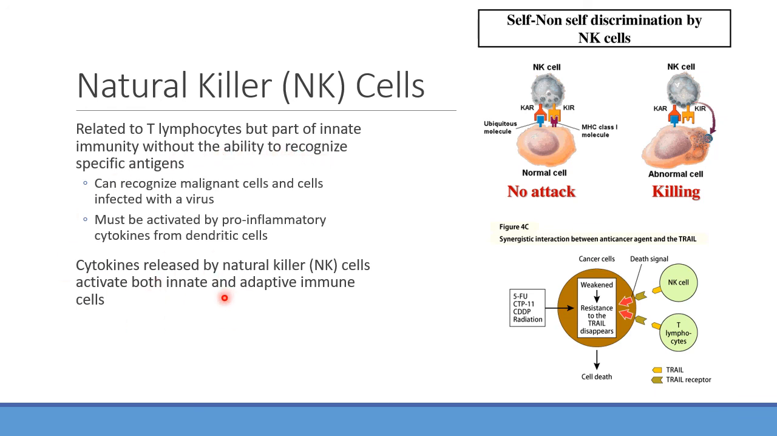Again, cytokines released from the area can also trigger both the innate and the adaptive immunity as well. They can kick off the entire inflammatory cascade just like anything else we've already seen there. So natural killer cells are part of that innate immunity that we have.